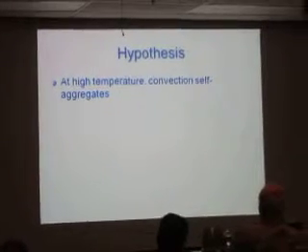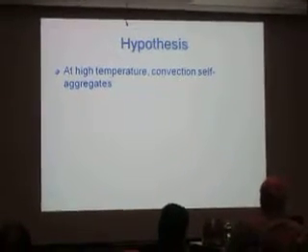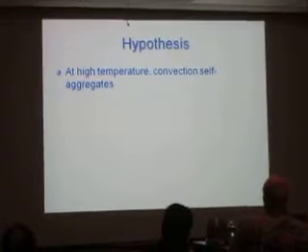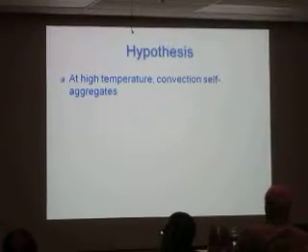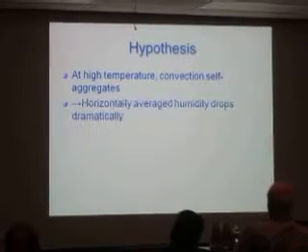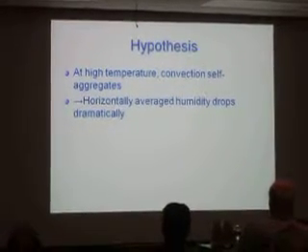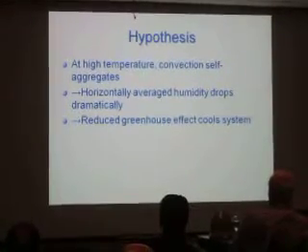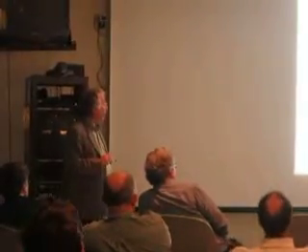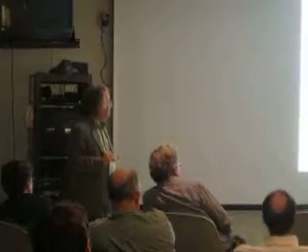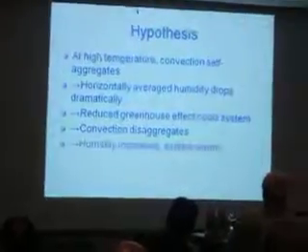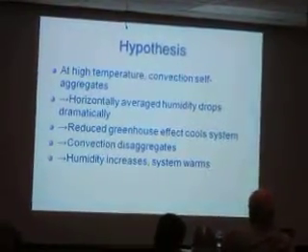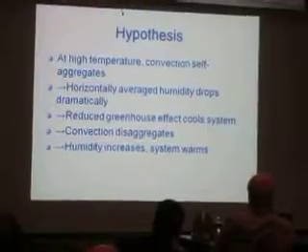So we have a little hypothesis going here, which we're testing, which is kind of interesting. It starts with the observation that at a high temperature, the convection tends to aggregate. And when it aggregates, the humidity drops dramatically in the atmosphere. Water vapor is the most important greenhouse gas in the atmosphere. So the aggregation reduces that, and that cools the system. But if you cool the system, the convection disaggregates. It's temperature dependent. So it moistens back up, the system warms, and it goes back to aggregation.